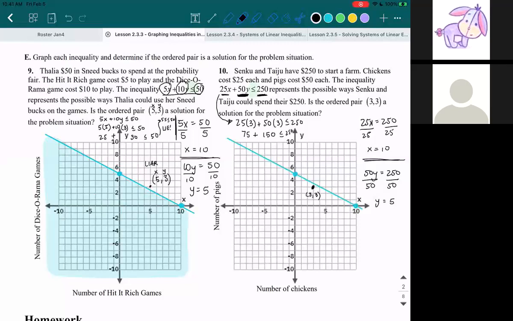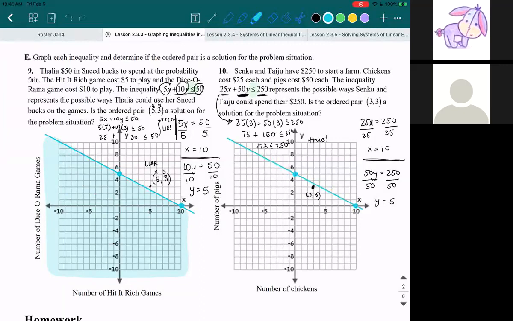When you add that together, this is 225 is less than or equal to 250. So is 225 less than or equal to 250? Yes, this is a true statement. So if it's a true statement, it is part of our solution. We should shade the area that it is in.